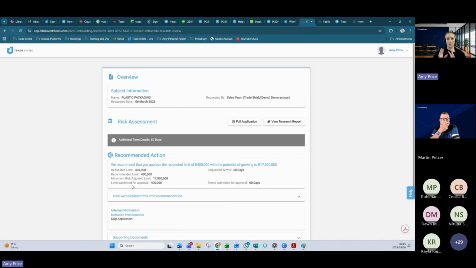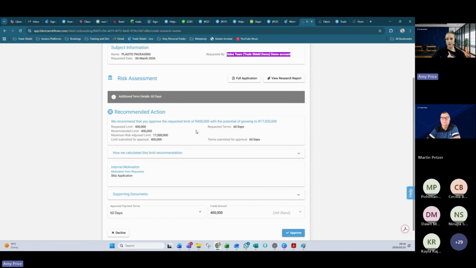Here we're going to do a certain amount of checks. If you are the level 1 and/or level 2, these are the things you should be checking. First and foremost, who is the customer? When was the request date? Who is the salesperson? Then we're going to want to look at the full application as well as the research report, but we'll come to that in a minute. First, we're going to look at what was requested, what was recommended, and what is the maximum risk-adjusted limit.